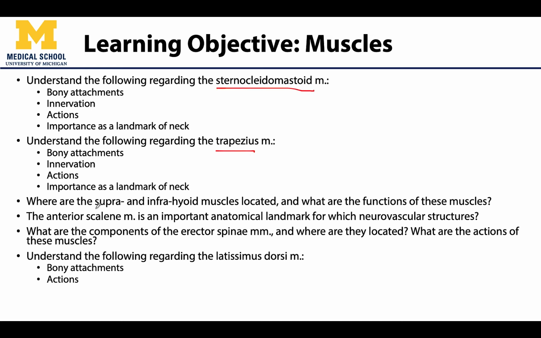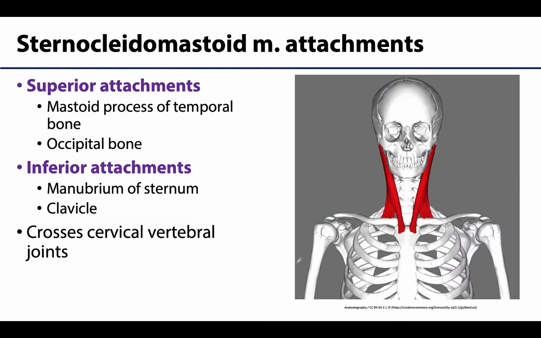Then we're going to talk of the supra and the infrahyoid muscles as those groups. We're not going to get into the individual muscles there. We'll talk a little bit about the anterior scalene muscle, particularly its importance in certain anatomical relationships. Then the erector spinae muscles, which are some of those deep back muscles. And last but not least, we'll talk about the latissimus dorsi. So let's start with the sternocleidomastoid muscle.